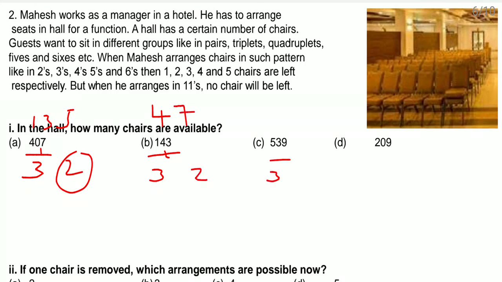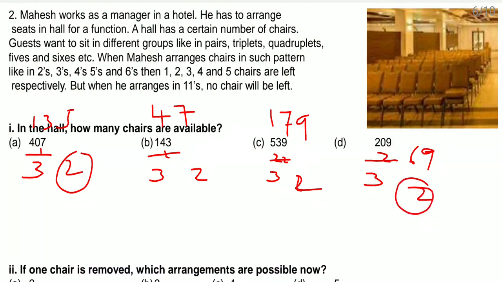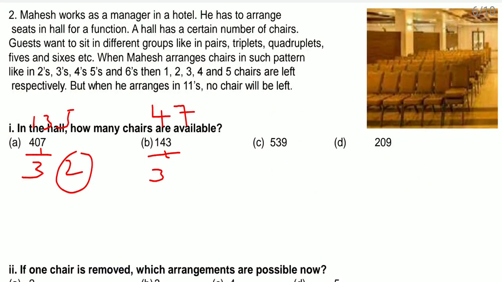Here, if I divide by 3, 3 ones are 3, then 2 is the remainder here, 23. 3 sevens are 21, 2, 3 nines are 27, 2 is the remainder. In this case also 2 is the remainder. And if I divide here by 3, 3 sixes are 18, 2, 3 nines are 27, 27, 9. So 2 is the remainder. See, in every case 2 is the remainder. That means it's very difficult to search which number is the correct one.